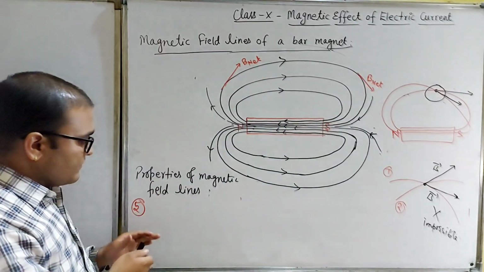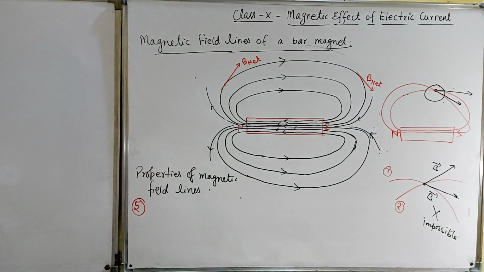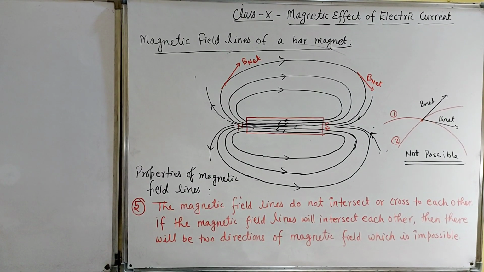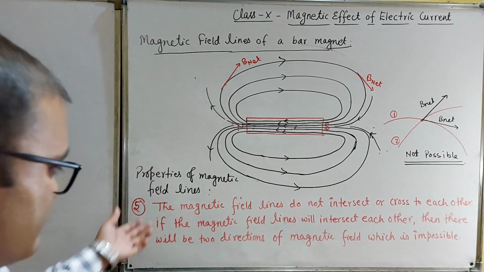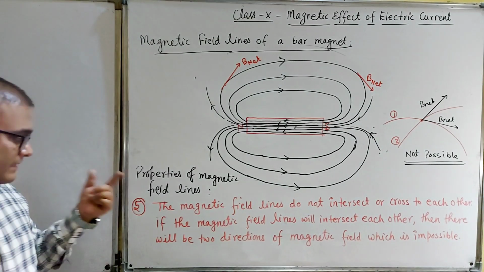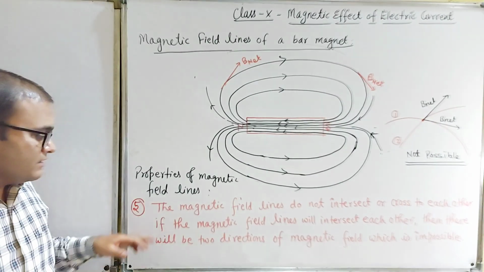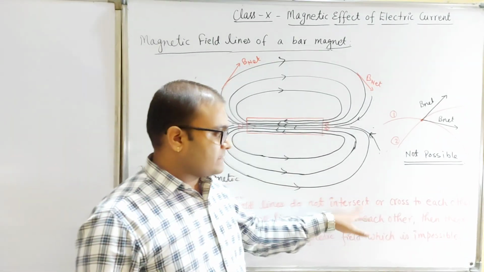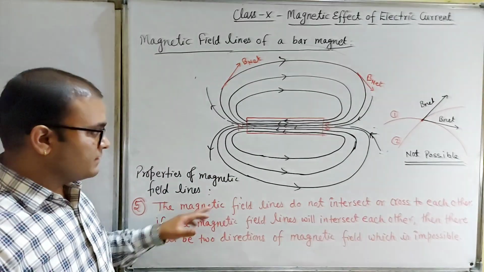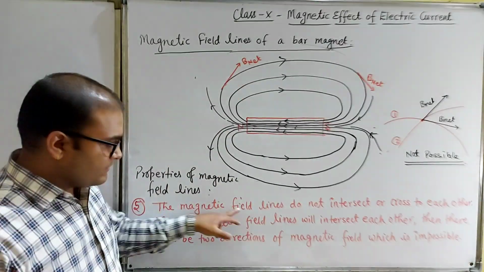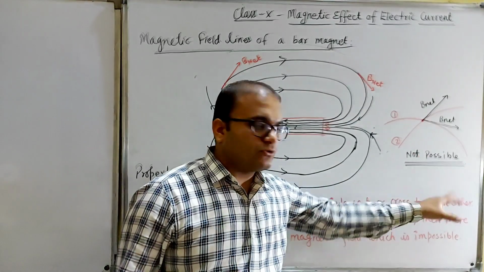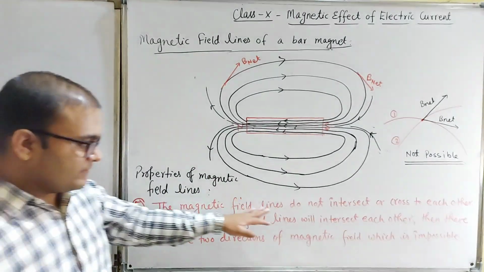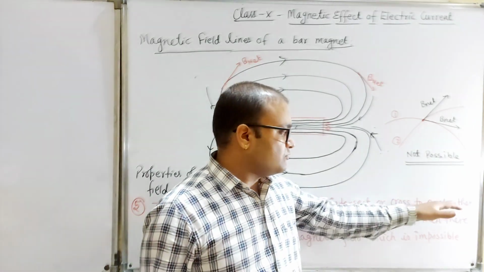So I will write this property here, then I will show you. Now I have written this property of magnetic field lines. So what is the property? The magnetic field lines do not intersect. I explained this just earlier. The magnetic field lines do not intersect or cross each other. First we have completed this statement.